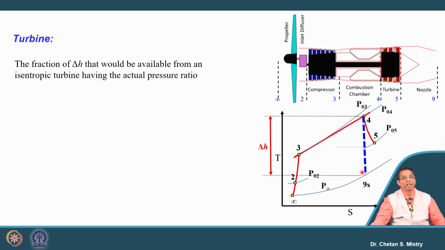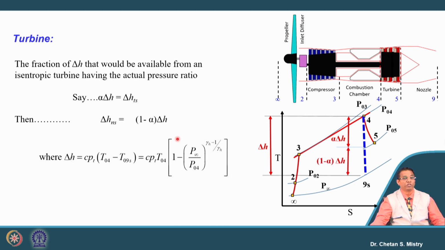So for the turbine, as we have discussed, we have delta H, that is the total enthalpy which is available with us. Out of that, suppose I consider the enthalpy drop which is happening inside the turbine, I am putting that as alpha into delta H. So what will be the remaining portion? That will be 1 minus alpha into delta H. That is the enthalpy drop which is happening inside my nozzle.